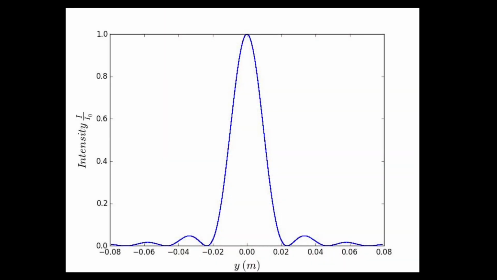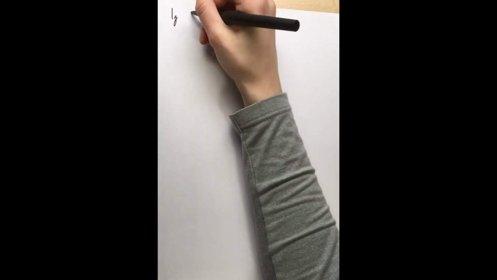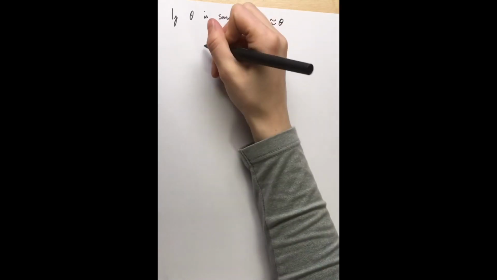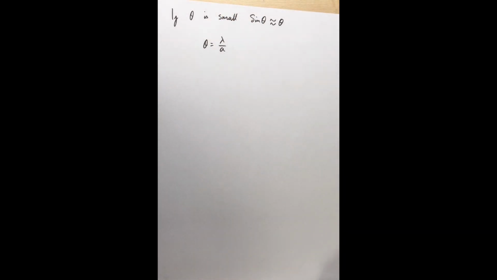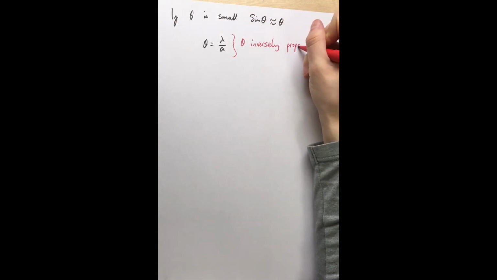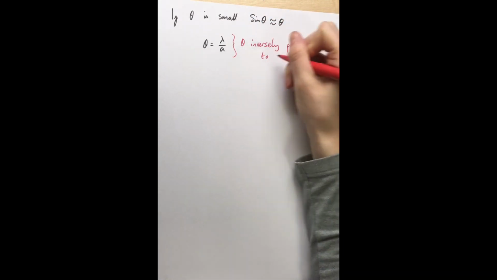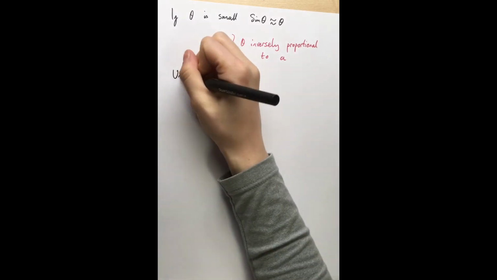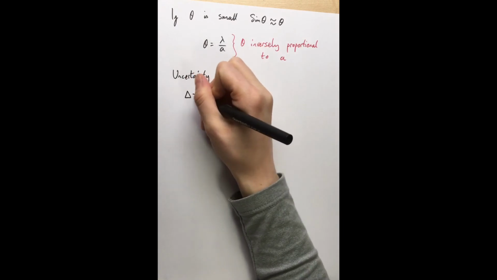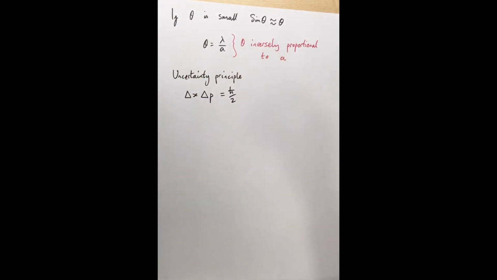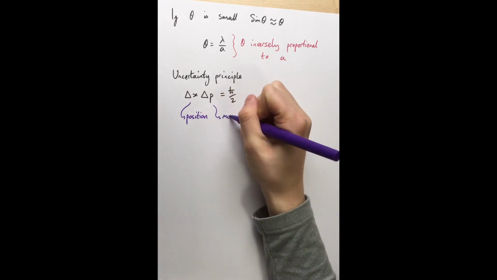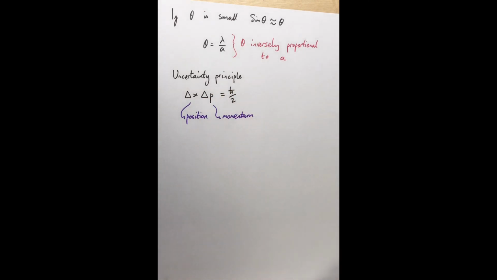Which is plotted here. We notice that the angular position on the screen is inversely proportional to the slit width if the angle is small enough. This is an example of the momentum position uncertainty principle in action. When we try to localize the position of the light, we find that the vertical momentum spread of the light increases.